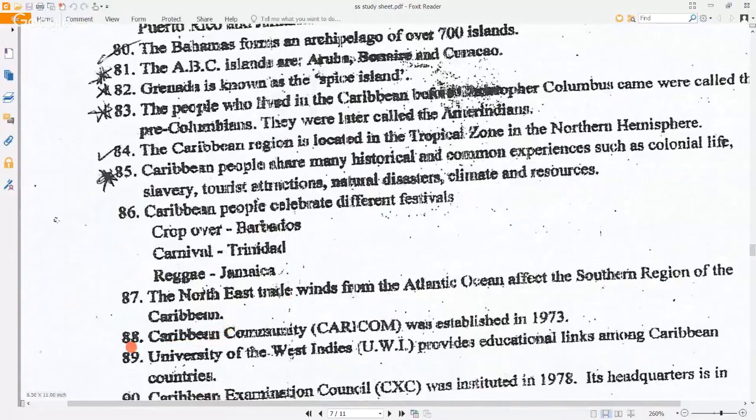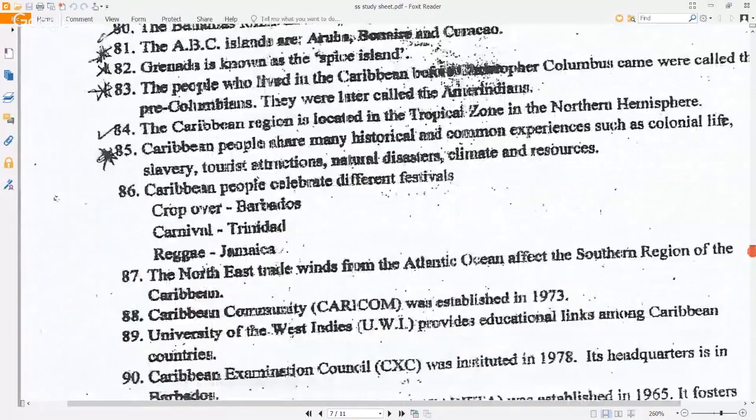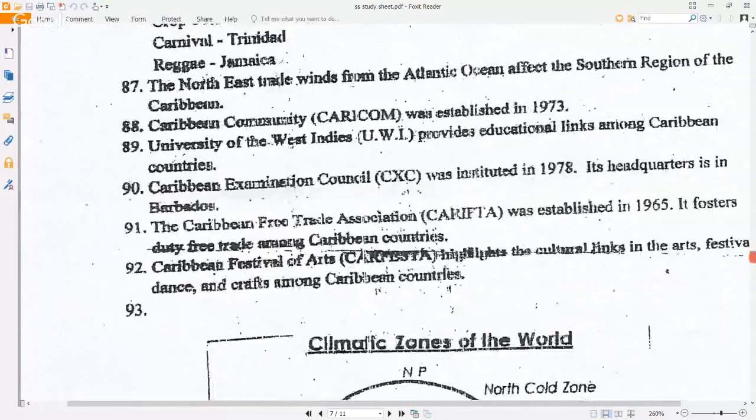88. The Caribbean Community, or CARICOM, was established in 1983. The University of the West Indies provides educational links among Caribbean countries. And this week, the gentleman who provided us with this particular resource said that he went to do his degree in Trinidad. Remember, he went to the University of the West Indies to do a course in engineering, in Trinidad. So let's go to 90.